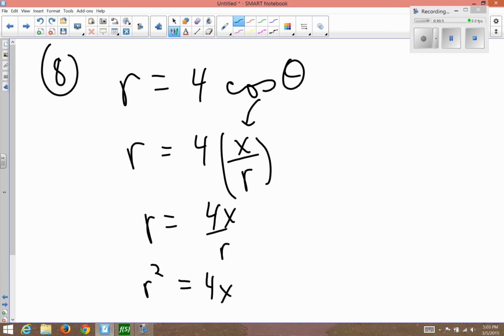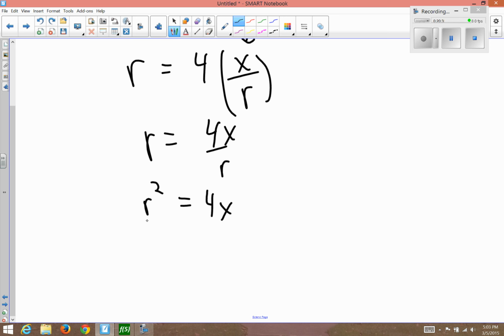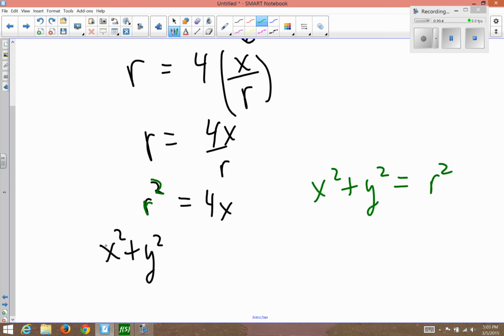Then the r squared gets replaced with what it equals. R squared is the same as x squared plus y squared. X squared plus y squared is always the same as r squared. This and this are the same. The rest from here over gets copied like that.